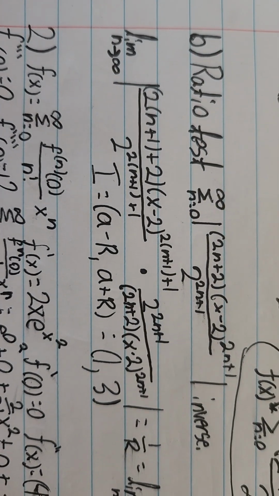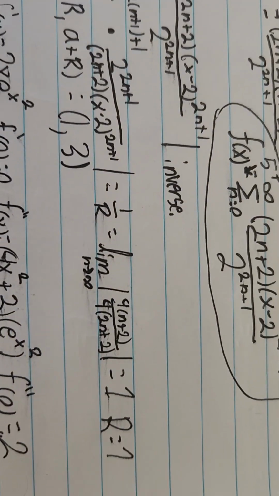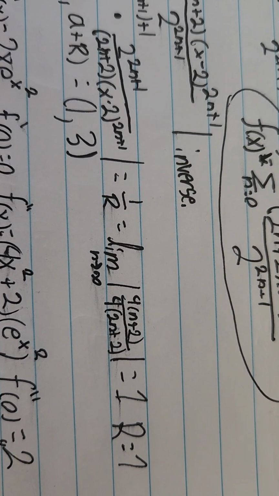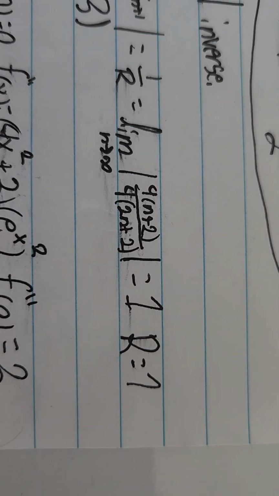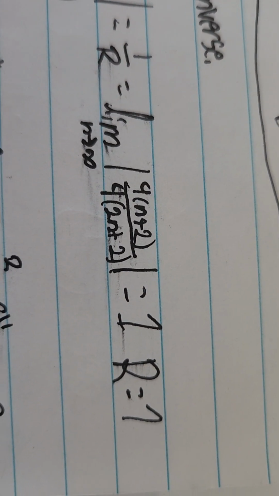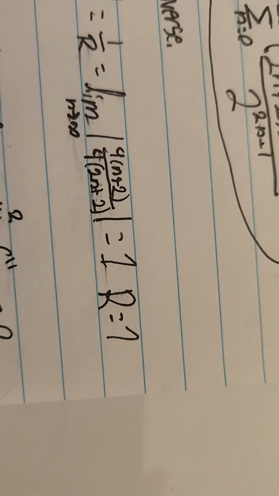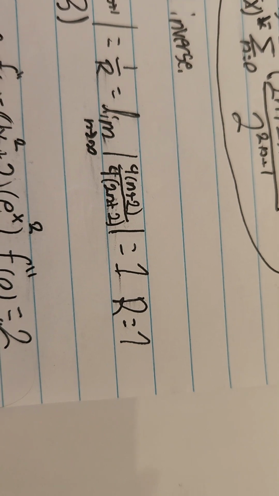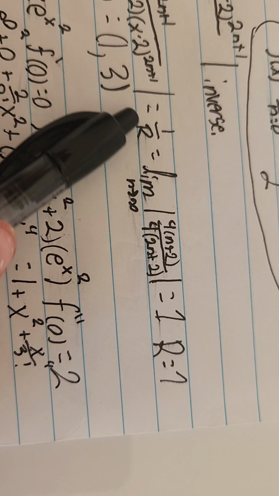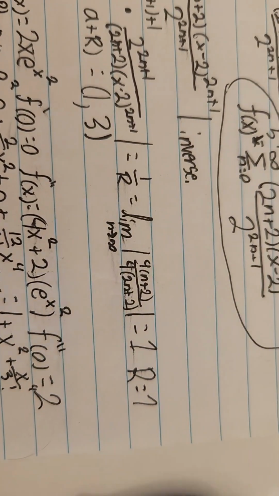So the limit as n approaches infinity of these two terms multiplied together equals 1 over r, which equals the limit as n approaches infinity of those terms multiplied together. This is it simplified. I didn't want to write out all the work. And then that equals 1. And then r equals 1, because you multiply the r on this side to get 1 equals r. R equals 1. Yay.